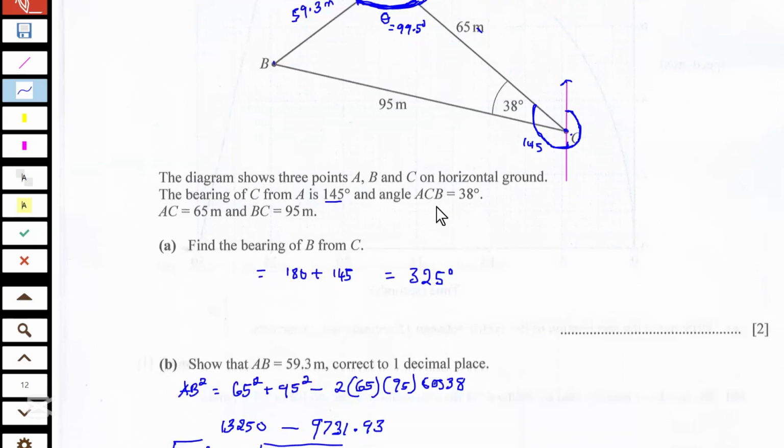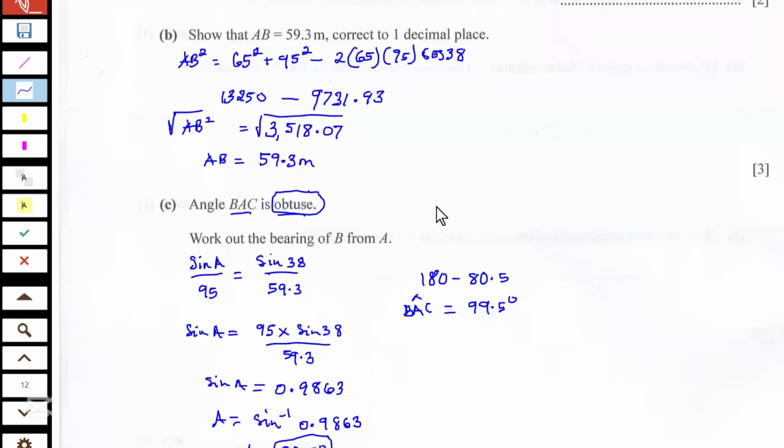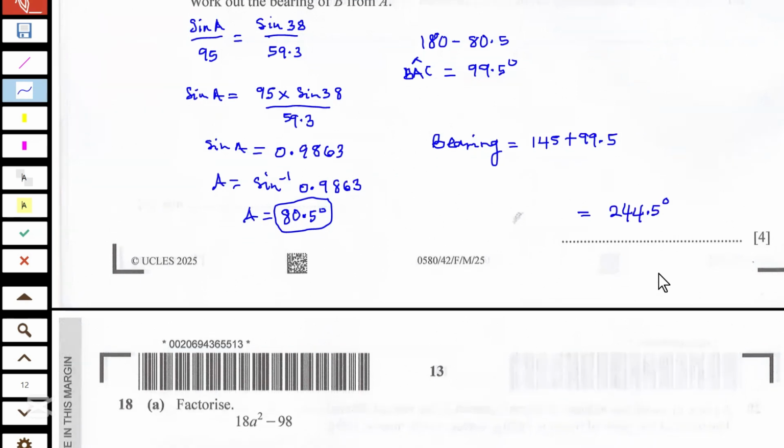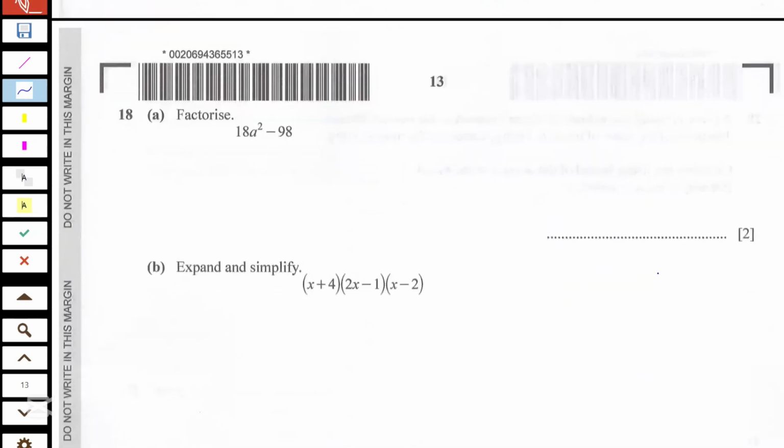So we can now say the bearing of B from A is 145 plus 99.5, and that gives us a final answer of 244.5 degrees. So now let's move on to the next question here.